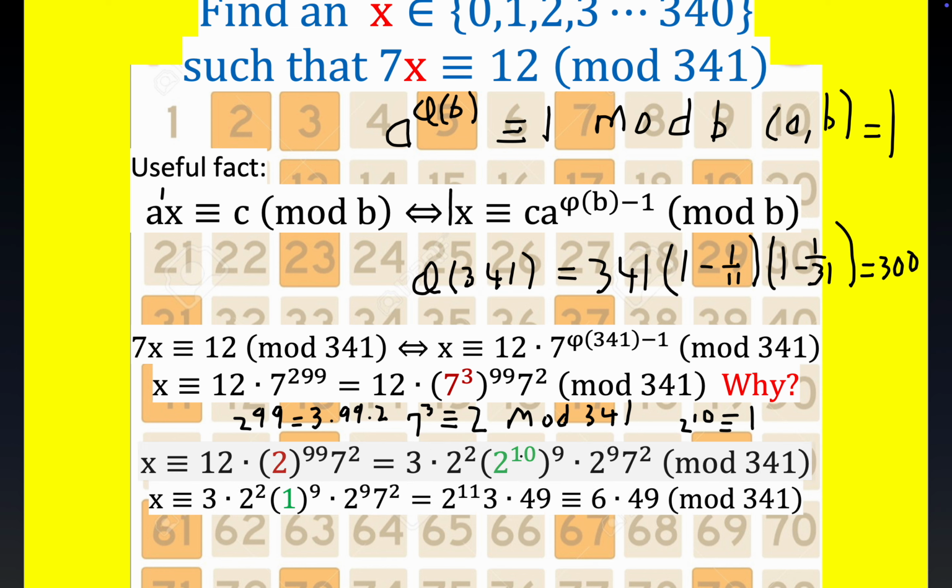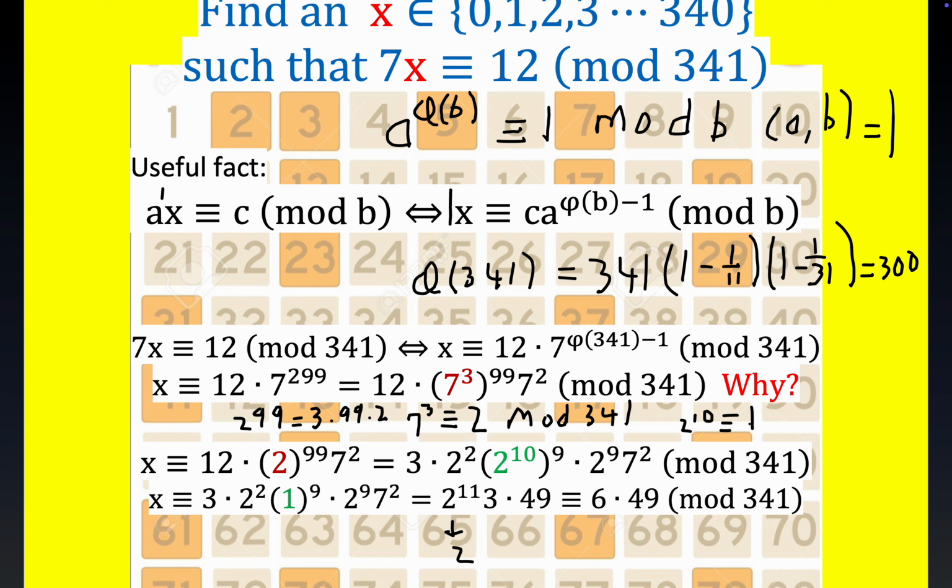Now, you can see right here the 2 to the 10th becomes 1. Okay, 2 to the 10th becomes 1. And so all of a sudden this becomes fairly simple. All right, you just end up with this statement right here. 2 to the 9th times 2 squared is 2 to the 11th. All right, but remember 2 to the 10th is congruent to 1. So this part right here just becomes 2. And I left that out, but that's because 2 to the 10th is 1 modulo 341.